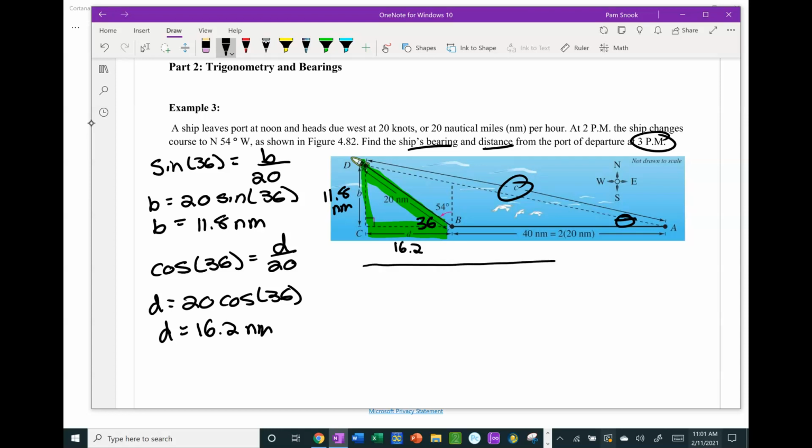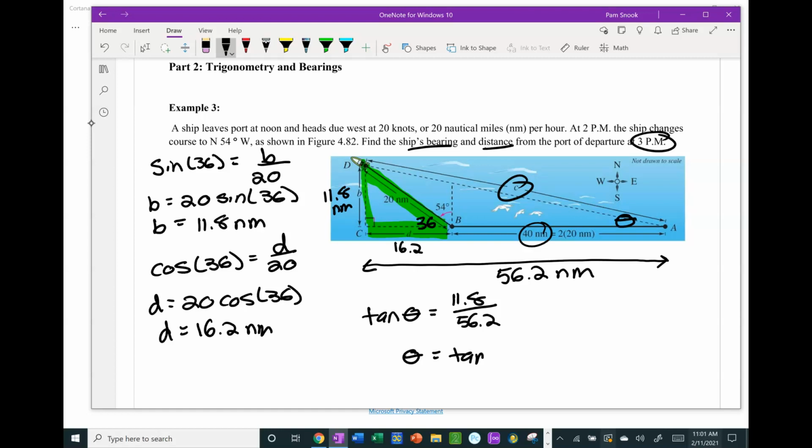So that means that this whole distance from the port all the way to the end is going to be your 40 nautical miles plus 16.2 nautical miles. So this is 56.2 nautical miles. So now I have enough information to calculate theta. Tangent of theta is 11.8 over 56.2. Now to get theta, I do inverse tangent. So theta is going to be the inverse tangent of 11.8 over 56.2. Punch that into your calculator. And I got 11.9 degrees.